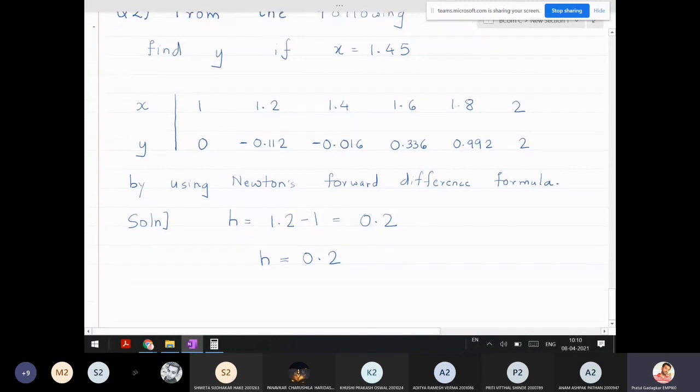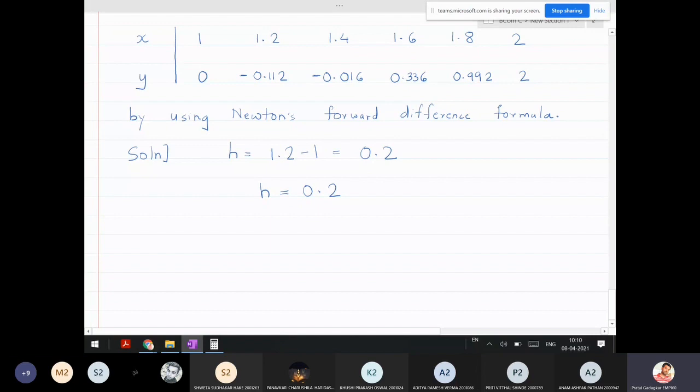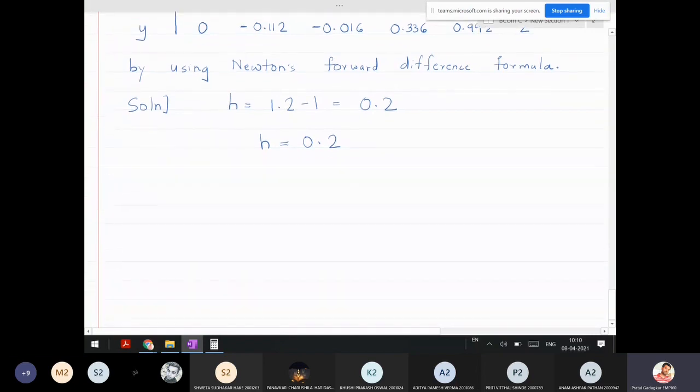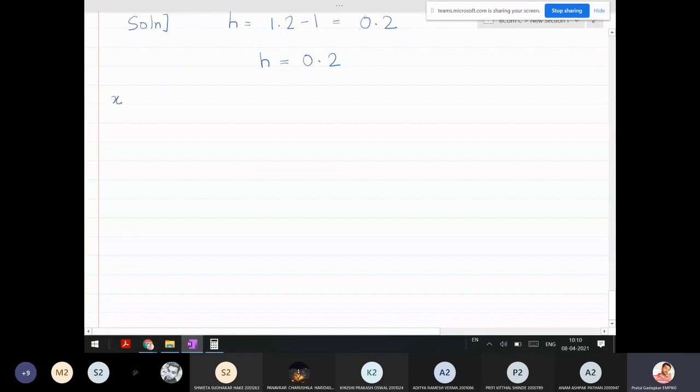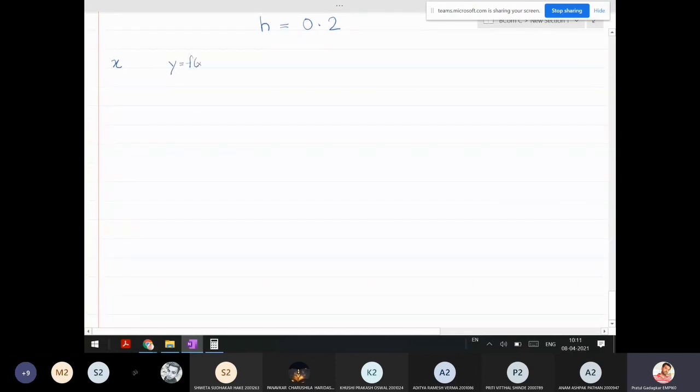The table required for this: I'm going to copy the same data vertically. So the value of x I will write here, the value of y I will write here. y means f(x). The values of x are 1, then 1.2, 1.4, 1.6, 1.8 and 2. The corresponding values of y or f(x) were 0, then minus 0.112, then minus 0.016, then 0.336, then 0.992 and the last was 2.